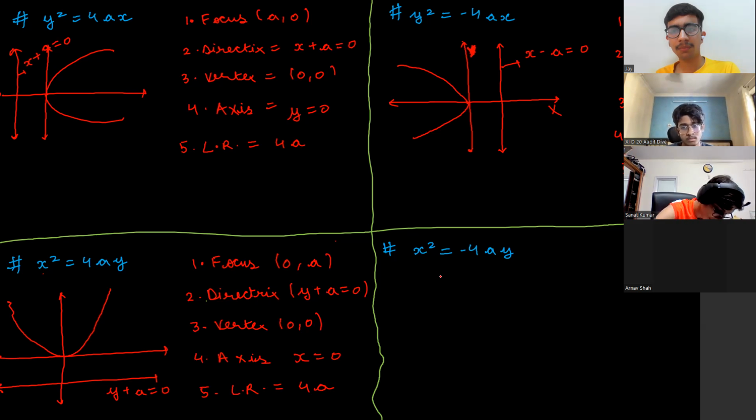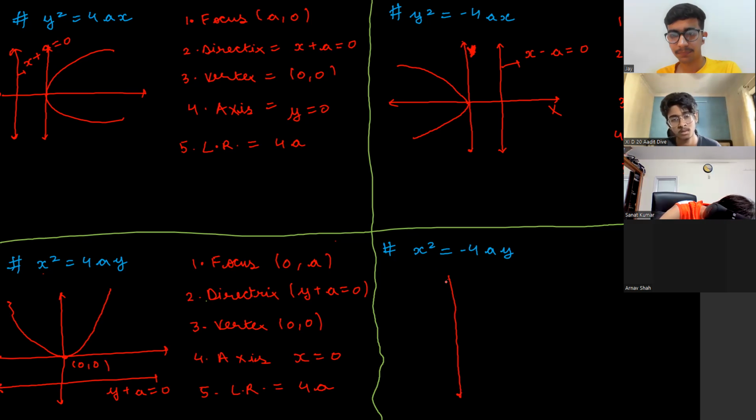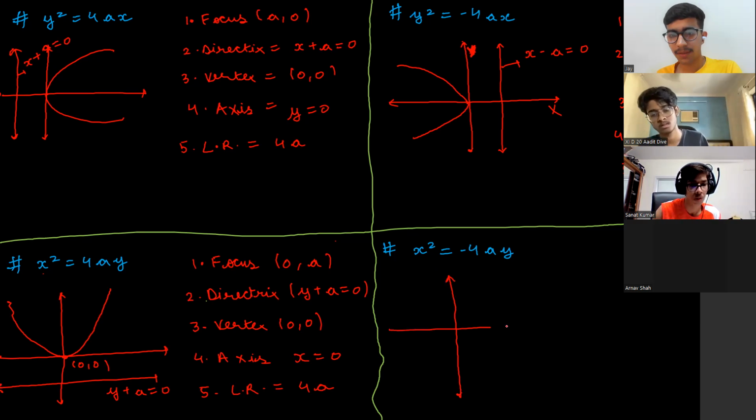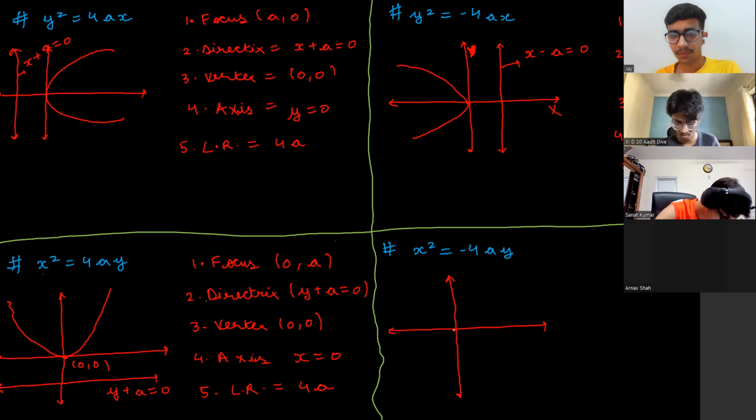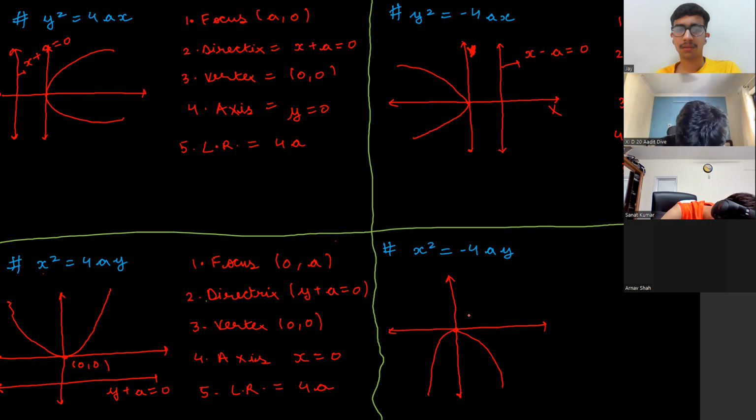Why? Will you try it on your own? I mean, just try to make a figure. It will be the opposite instead. Great. So this is my x-axis. Parabola is downwards. This is 0 comma 0. And yeah, directrix is this. That means y minus a equal to 0.